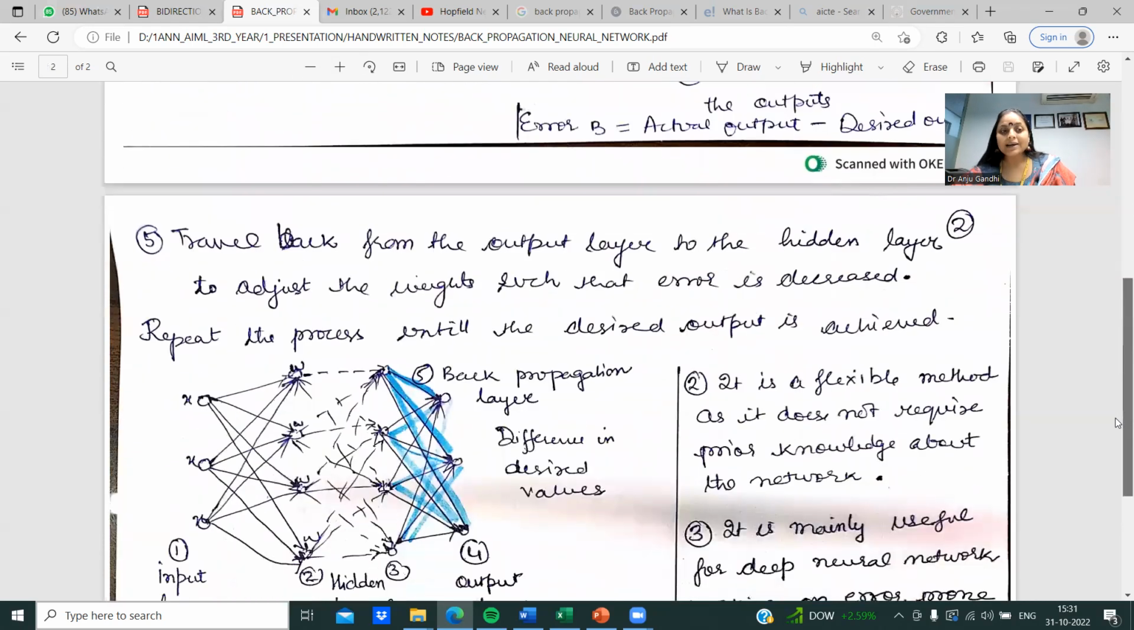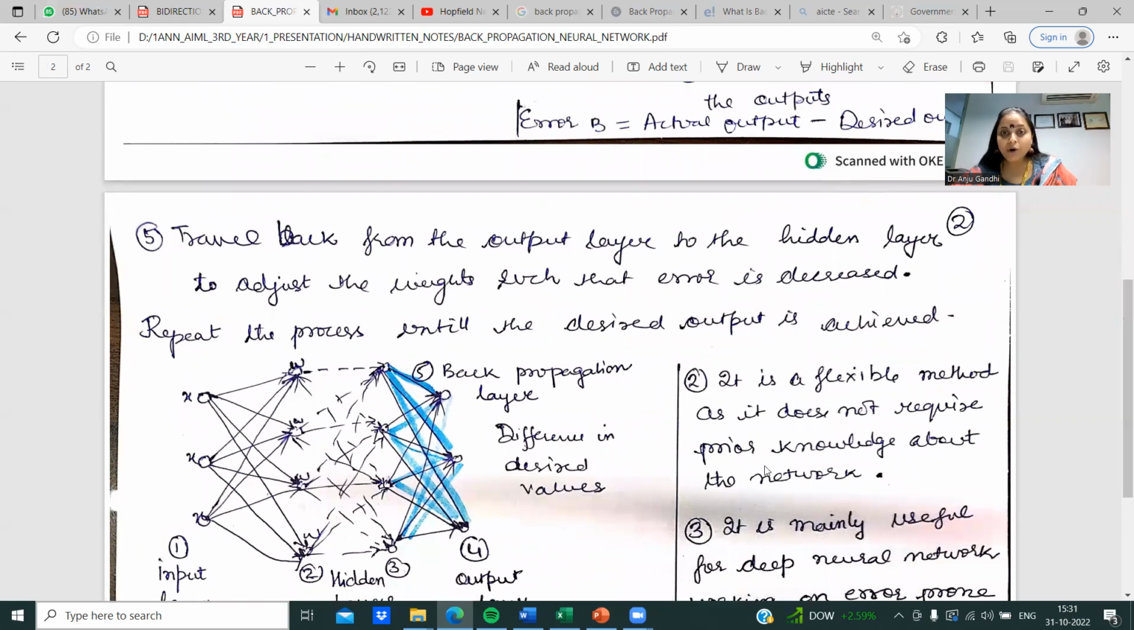What next? Travel back from the output layer to the hidden layers. This is the output layer and these are the hidden layers. We have to just go back to adjust the weights such that the error is decreased. We have to adjust the weights simply so that we can decrease the error. This is our aim, how we are going to reduce the error. So what next? Repeat the process until the desired output is achieved. We have to keep on repeating the process and keep on adjusting the weights.